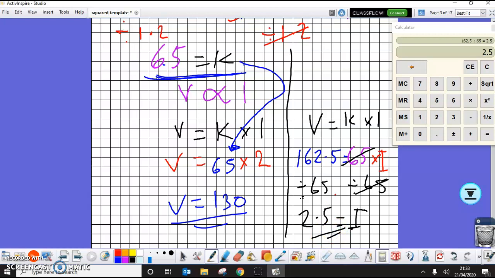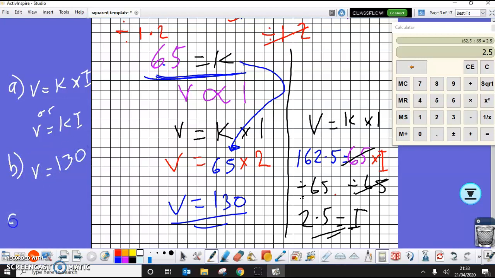So, just to confirm, answer to A is going to be V equals k times I, or V equals kI. For question B, my answer is V equals 130, and for answer C, my answer is I equals 2.5.